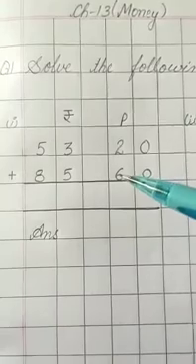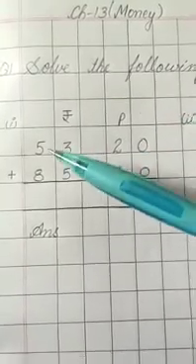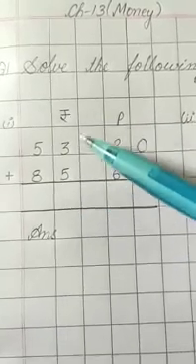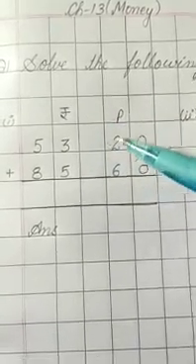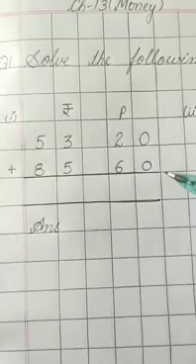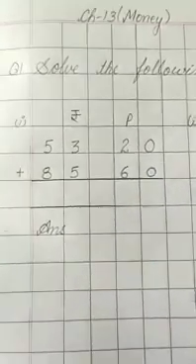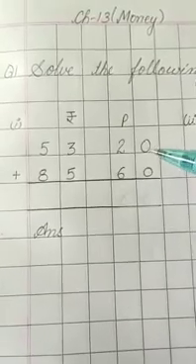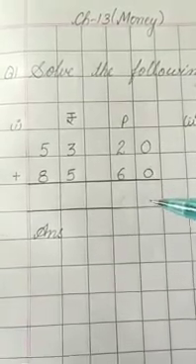Now the first part that is given to you is 53 rupees and 20 paisa and 85 rupees and 60 paisa. Now you have to add both the amounts and write the answer. So let's start adding them from this row. So 0 plus 0 is 0.